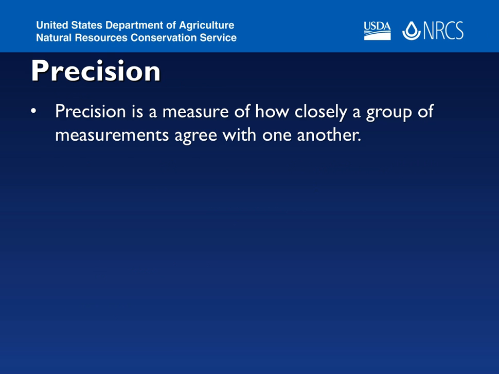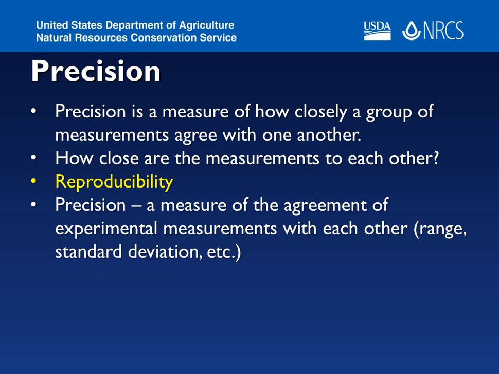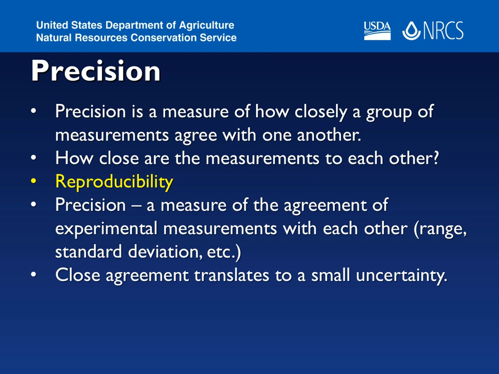Now, precision is a measure of how closely a group of measurements agree with one another. How close are those measurements to one another? How easily can they be reproduced? They are a measure of the agreement of the experimental measurements with each other. What is the range and what is the standard deviation from it? And hopefully that close agreement translates into a small uncertainty.